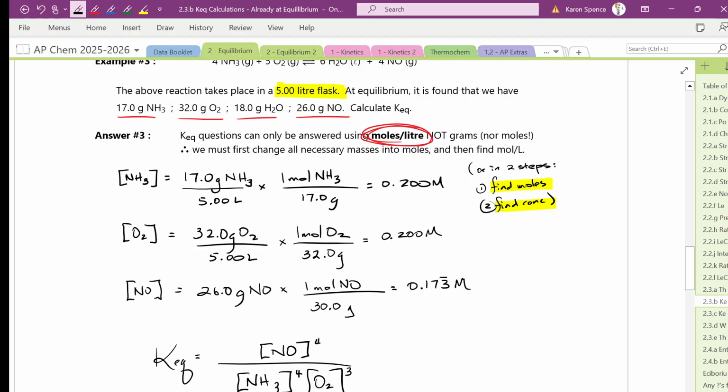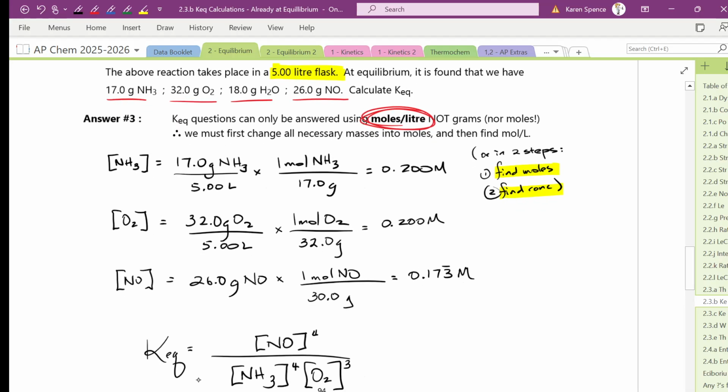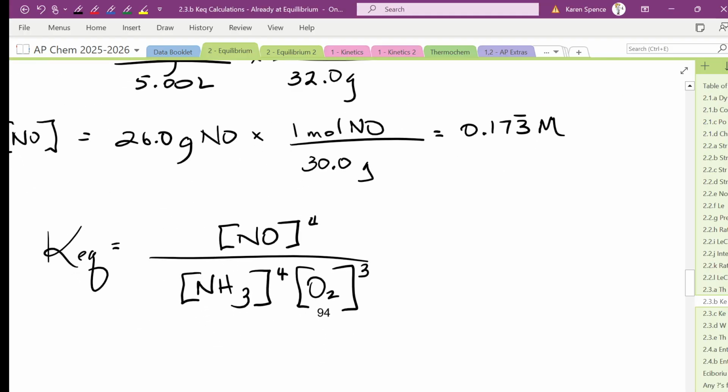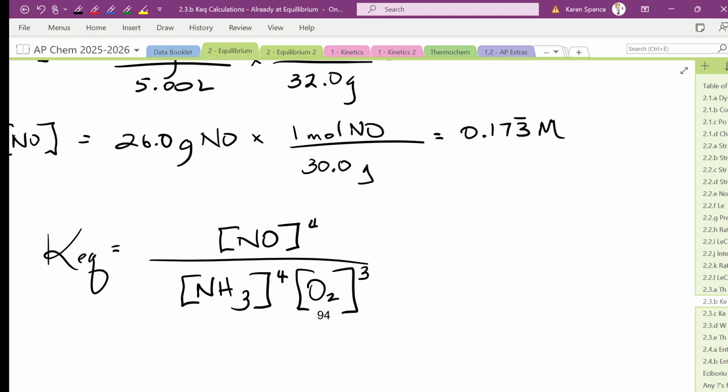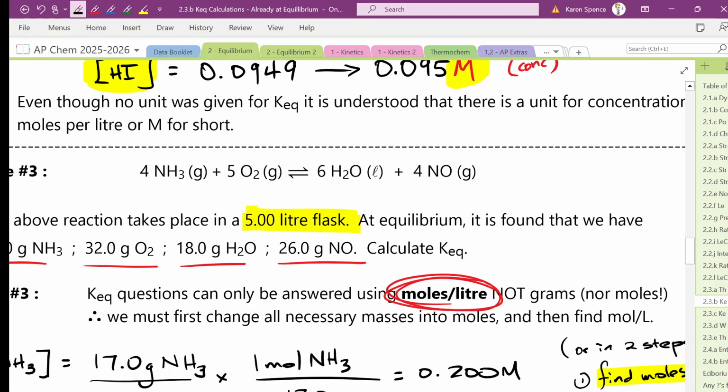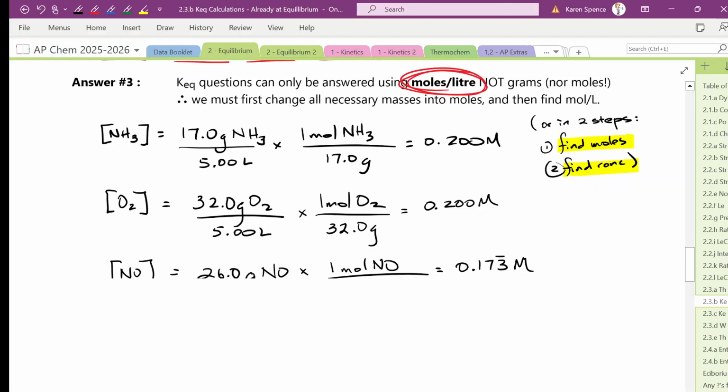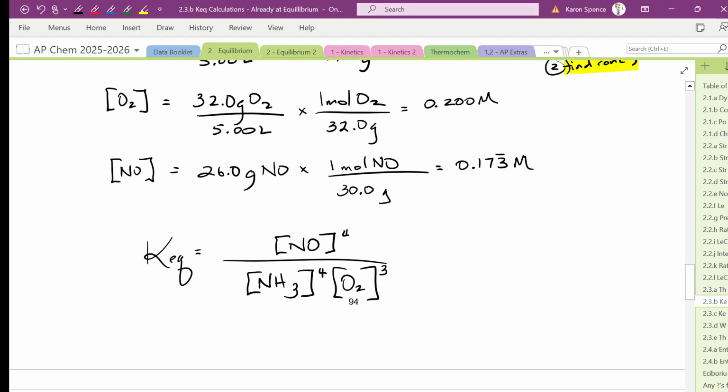Once you've written your KEQ expression, check it with the one I've written here, see if you got the same thing. If you included water, remember water is a liquid, and do liquids have a meaningful concentration? Nope, so we do not include them in our KEQ expression.